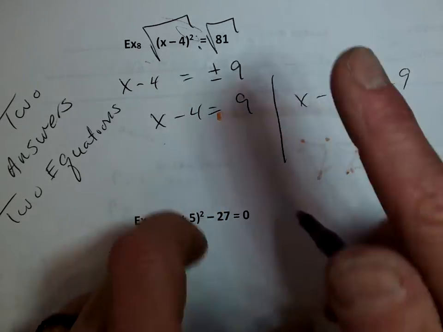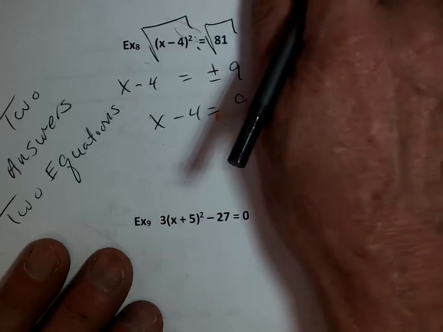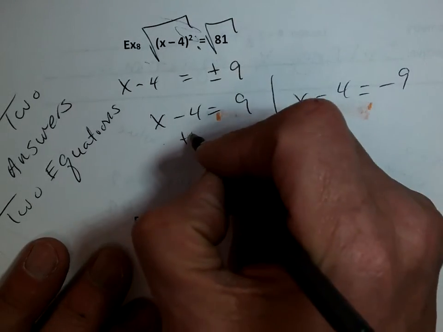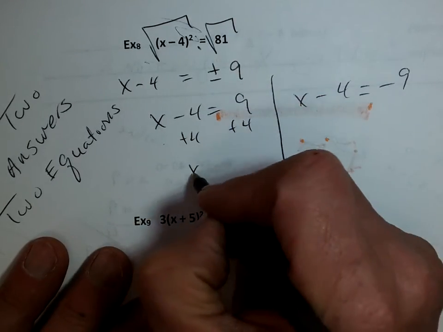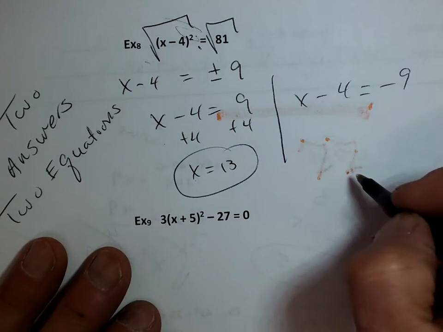Plus 4, because now we just solve. Solve this first equation. Plus 4, x equals 13.